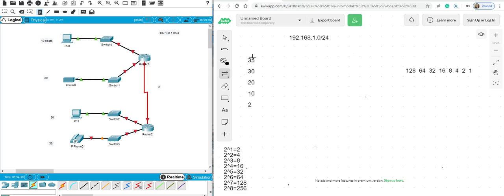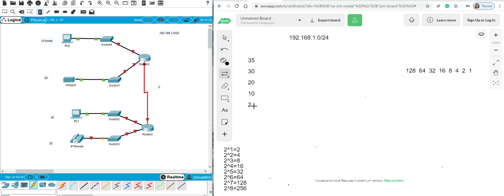So we're looking at the scenario, and what I've done is written down each of these from largest to smallest, because that's the method that I use for VLSM. If you have another method that works for you, then great. But if you're not sure how to do it, this is the method that I use. So I just write down largest to smallest.